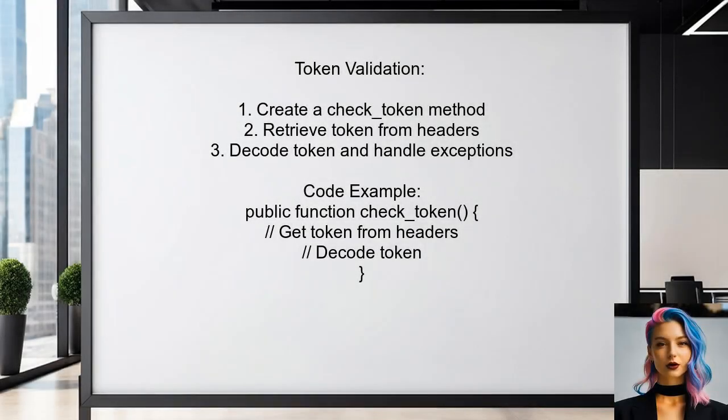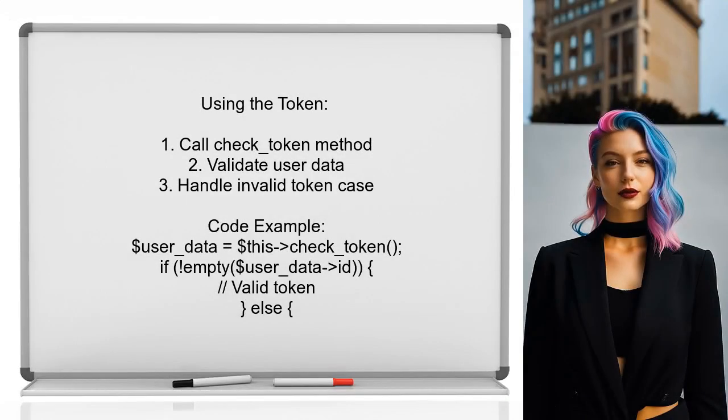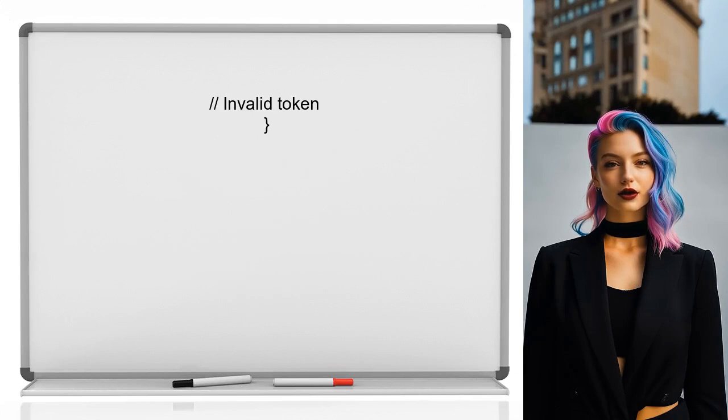They also suggest creating a global method to check the token from the request headers. This method validates the token and retrieves user data, handling any exceptions that may arise. Finally, they demonstrate how to call the check token method to validate the user's token and access user data, ensuring that the token is valid before proceeding.